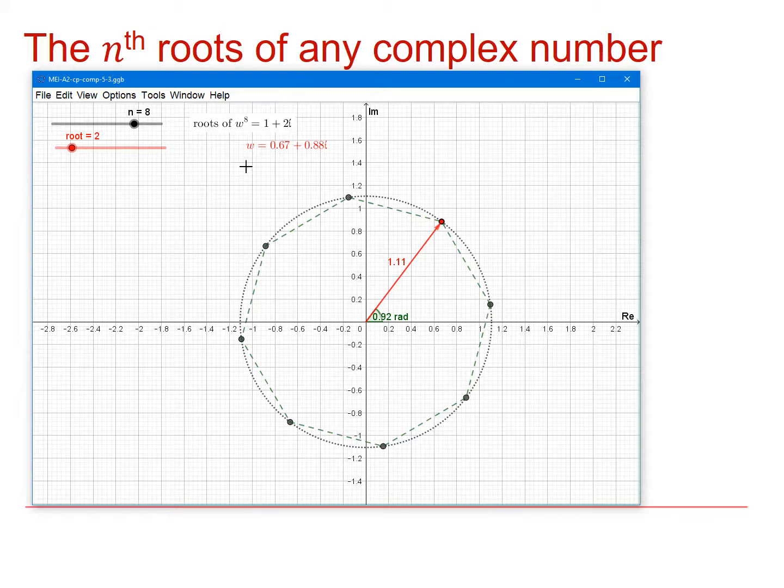So our technique is to find the modulus and argument of the complex number that we're finding the root of, and then we find the nth root of its modulus. That gives us the circle for each of these roots, and we find 1/n of its argument plus some multiple of 2 pi by n.